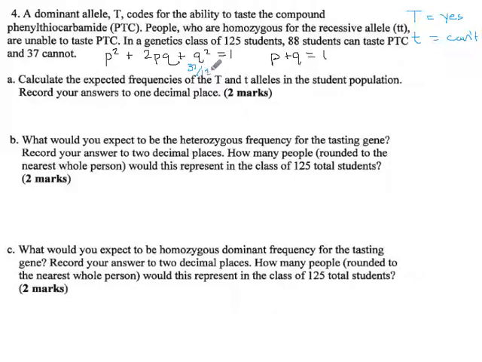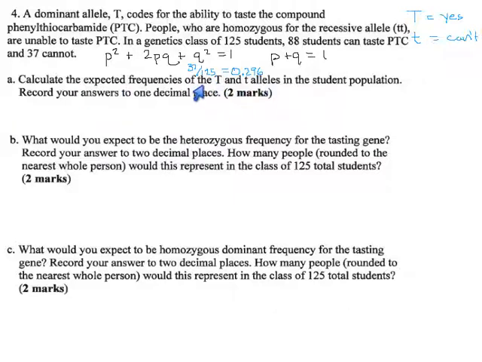37 out of 125, and let's get out of fraction mode as quick as we can. 37 divided by 125, whoops, keyed that wrong the first try. 37 divided by 125 is 0.296. In other words, 29.6% of our group is unable to taste phenylthiocarbamide. That number is q squared.